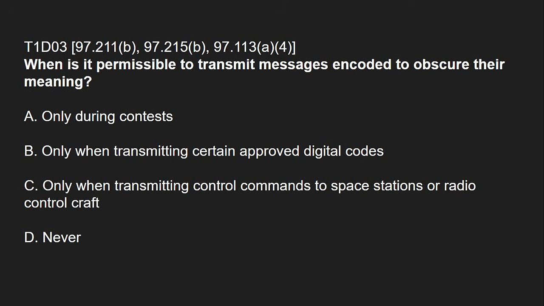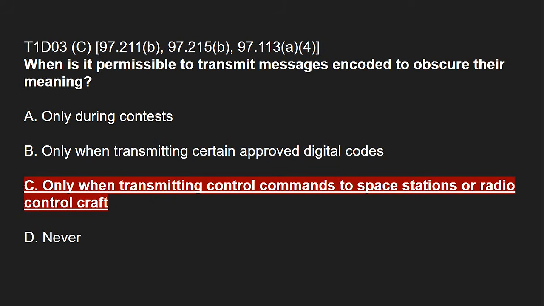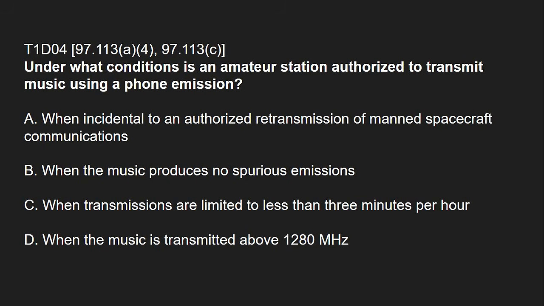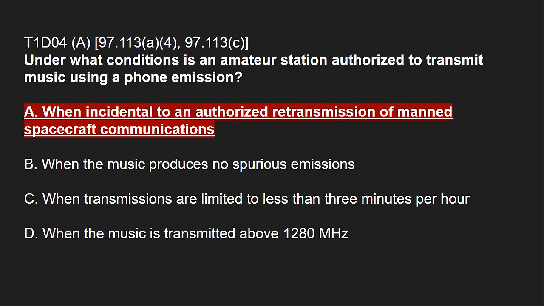T1D03, when is it permissible to transmit messages encoded to obscure their meaning? That's only when transmitting control commands to space stations or radio-controlled craft. T1D04, under what circumstance or conditions is an amateur station authorized to transmit music using a phone emission? That is when incidental to an authorized retransmission of a manned spacecraft communications.